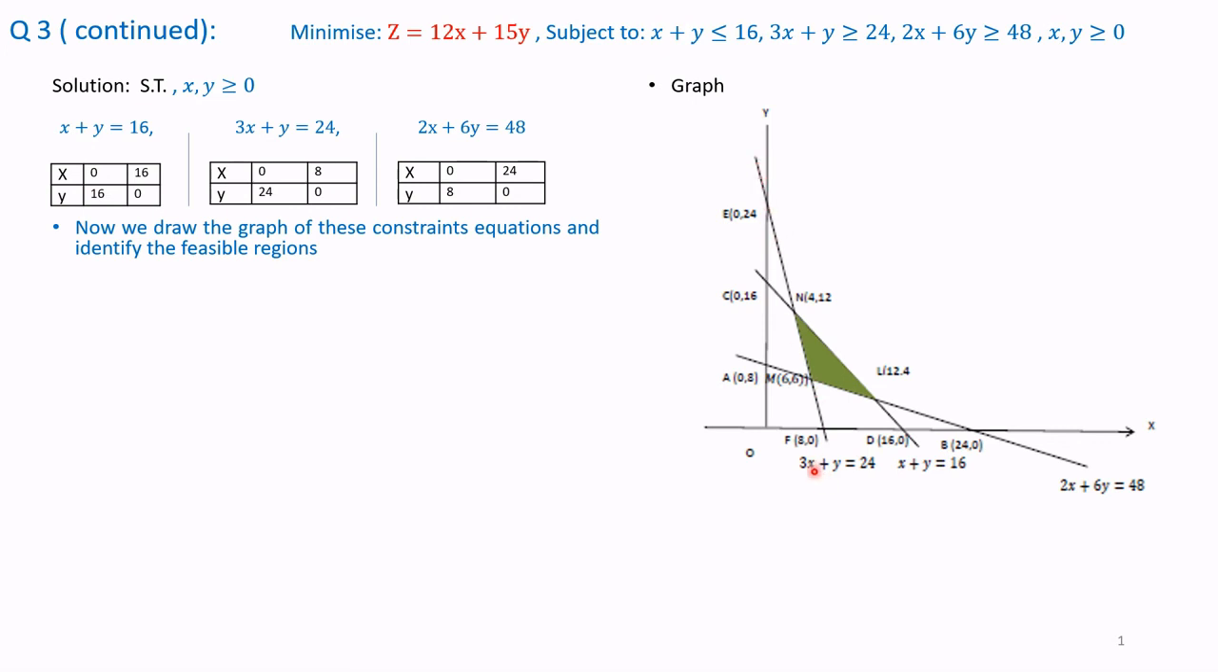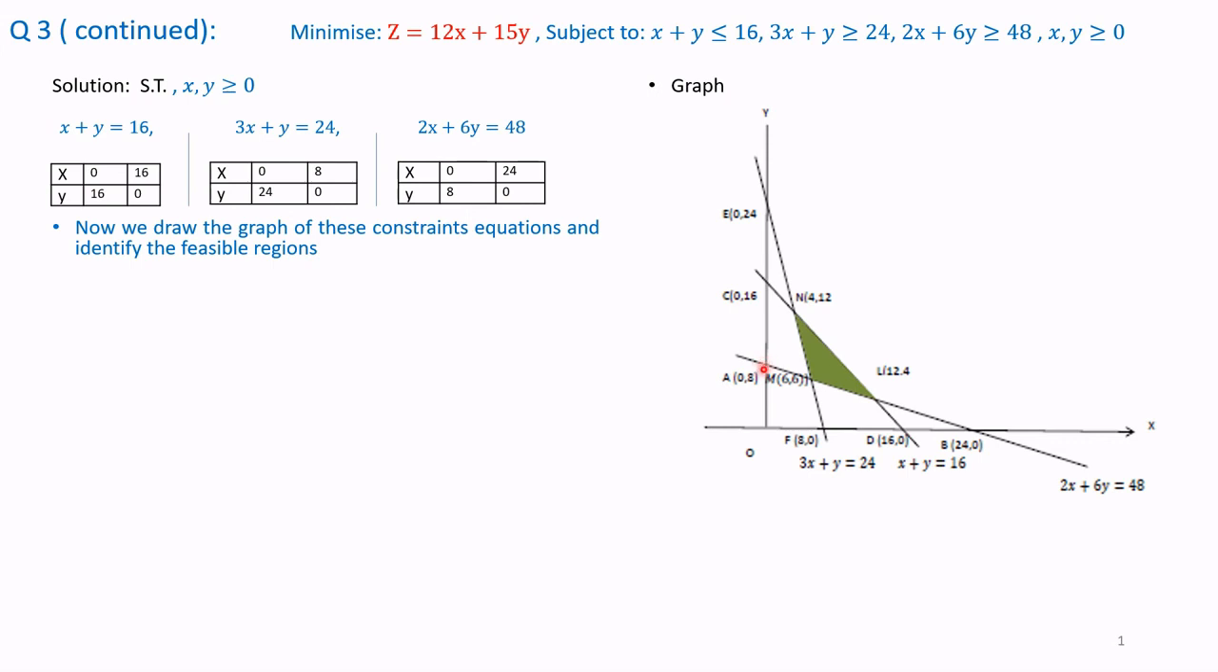The third step is to draw the line 2x plus 6y is equal to 48. Therefore, the first point for this equation line is x 0 and y 8. So x is 0 here and y is 8 here. Let this point be A. 0 and 8 is here.